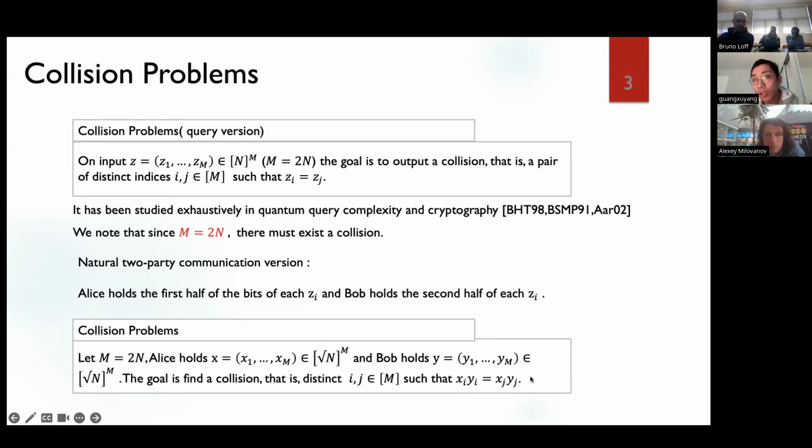So why square root n? That is because we consider it from the query version. Zi is from a set of size n, so Alice holds the half bits of Zi, which is a set of size square root n, and Bob holds the other half bits. So this is why it is square root n. And in this condition, m equals 2 times n, so there must exist a collision in this problem.